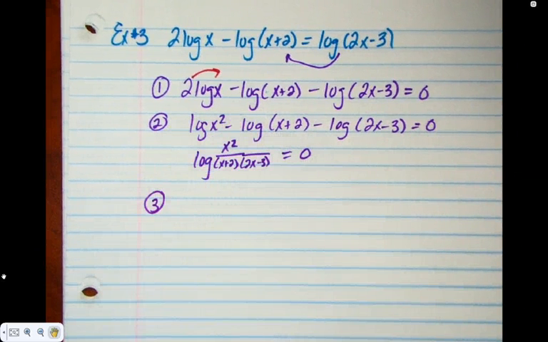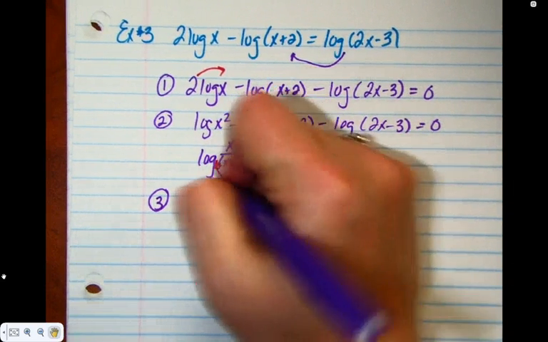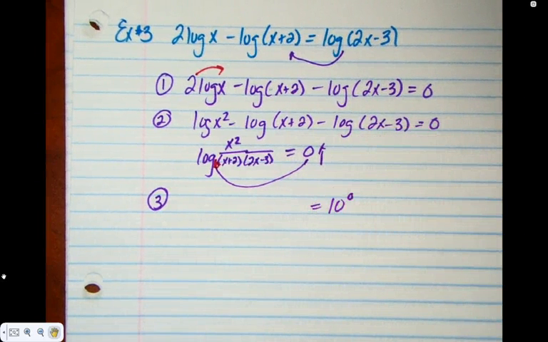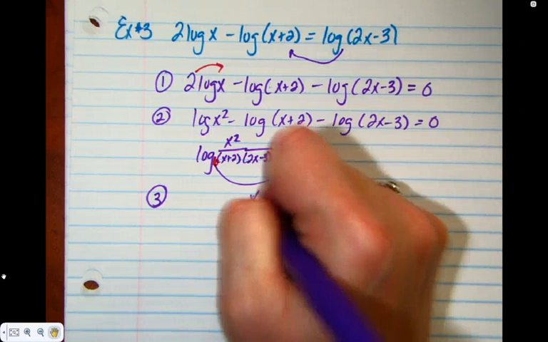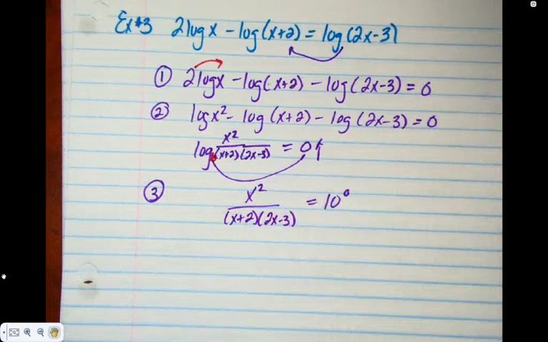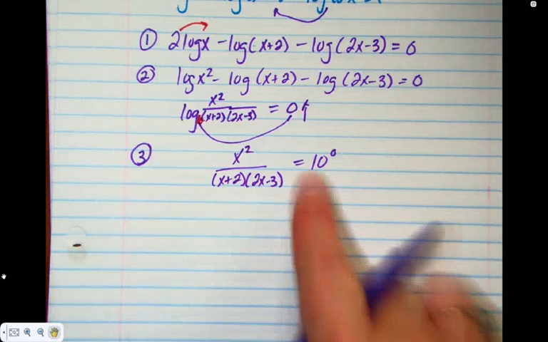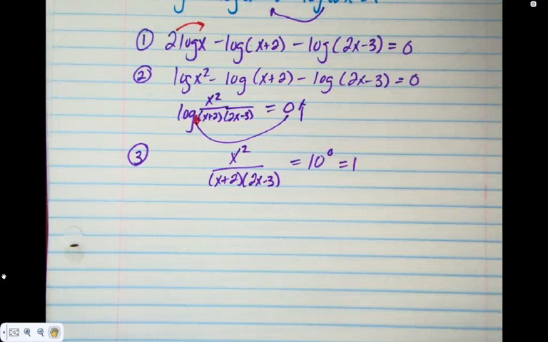Step number 3 is convert to exponential form. So the base moves over, bumps the exponent up, value stays where it is. What's the base for this one? 10. So I have that little imaginary 10 that's tucked in there. So he's going to come over to this side and bump that 0 up. So on the right, I'm going to have 10 to the 0, which I'll simplify in a second. What happens to the log? Disappears, and all that stuff is still left. So I've got an x squared, and an x plus 2, and a 2x minus 3. Well, what do we know about 10 to the 0? So I'm just going to put the 1 on the right-hand side just to get rid of it.